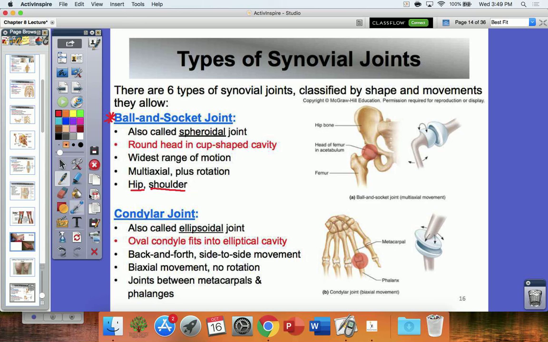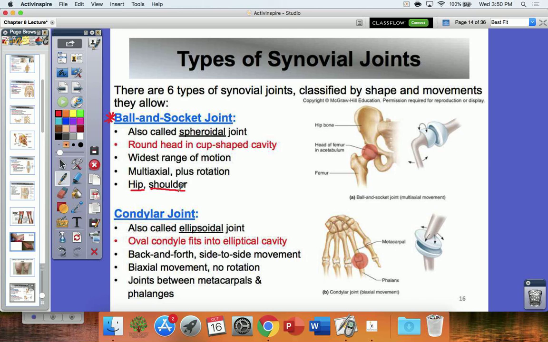For instance, within the hip, we have the head. This is what this picture is showing, the head of the femur that articulates with the acetabulum of the pelvic bone. Or another example would be the shoulder, where the head of the humerus articulates with the glenoid cavity of the scapula. And so that's a ball. The ball part is the femur head or the head of the humerus. And the socket part would be the acetabulum of the pelvic bone and the glenoid cavity of the scapula.